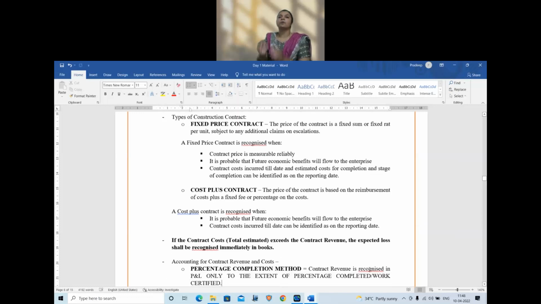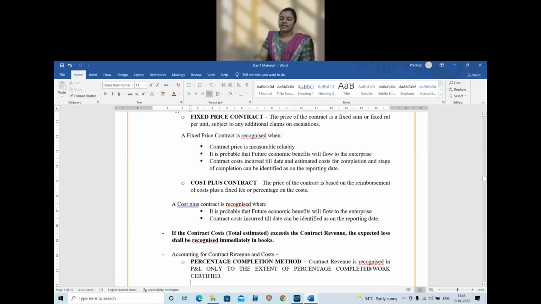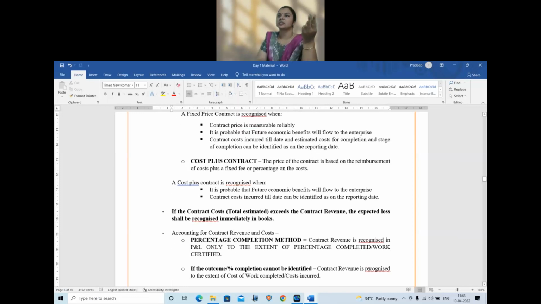Okay, so this is about classification of contract. Now, for recognizing the contract in the books, there are certain rules that we are going to remember. I would simply put it as 3 rules. First rule is percentage completion. Second rule is cost completion. Third rule is total cost evaluation. Totally 3 rules. Remember these 3 rules, your construction costing will be easier.